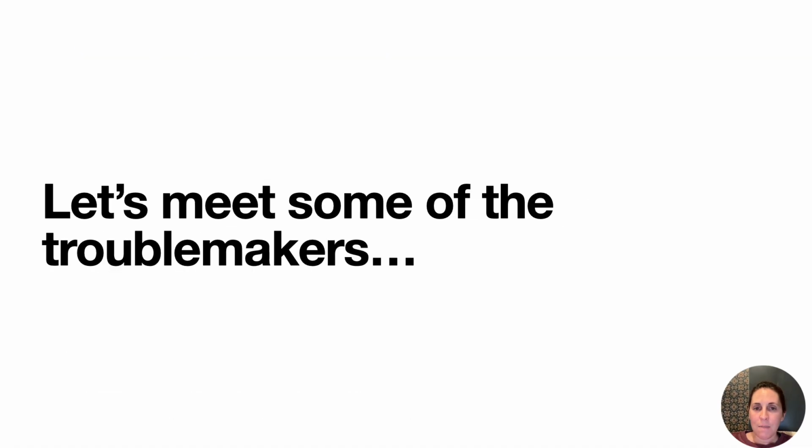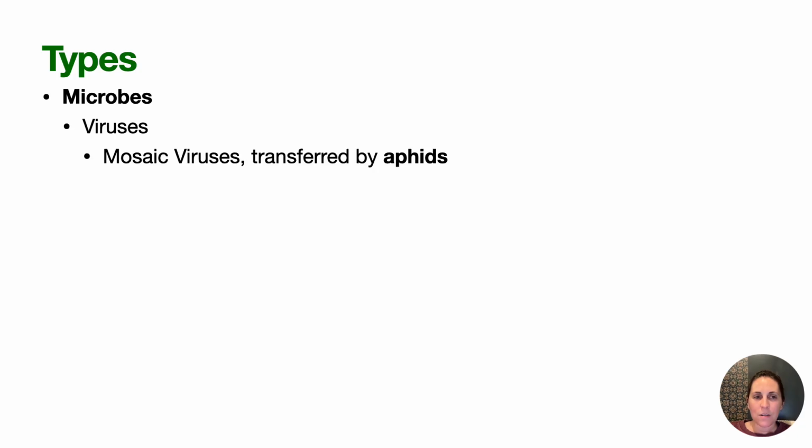All right, so that being said, let's go ahead and meet some of our troublemakers. Let's start by talking about the different types of pests and pathogens. So we'll start with microbes. This includes things like viruses. An example of this would be the mosaic viruses, which are transferred by aphids.